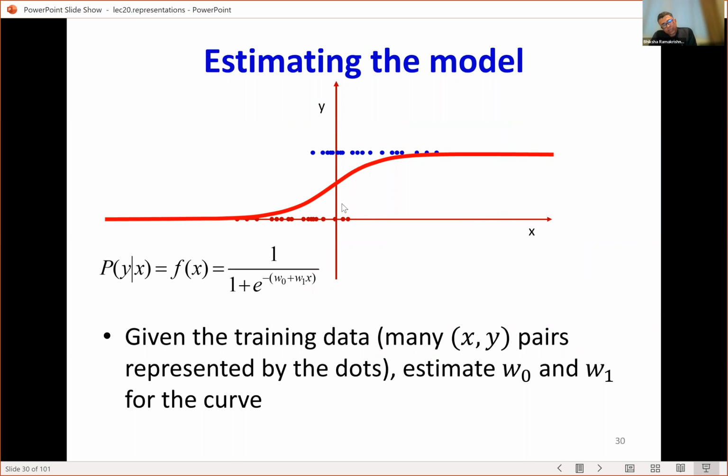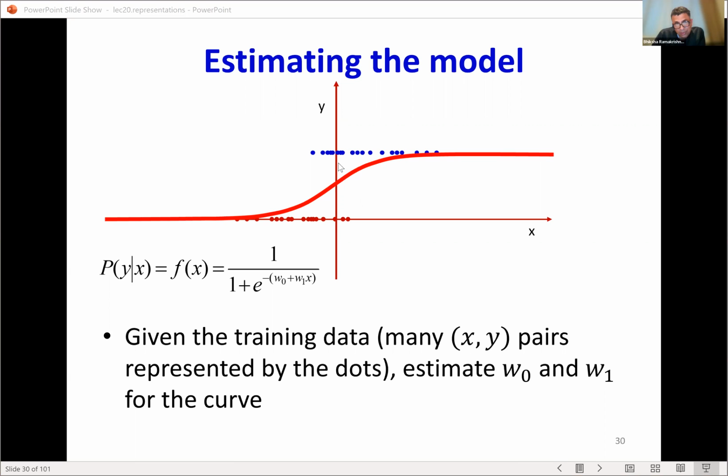So the way you would do it is you'd be given the training data, many XY pairs, which are represented here by the dots. And from these, we want to estimate W0 and W1. I'm going to be using this unidimensional example over here. But if this were multidimensional, then W1 is going to be a vector and X would be a vector, but the rest would not change. So the math is going to be exactly the same. Now, if you want to estimate this model, how would you do it? This curve gives you the probability of y being equal to 1 given x.